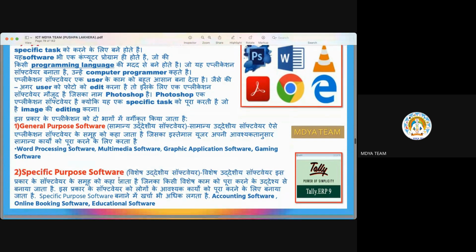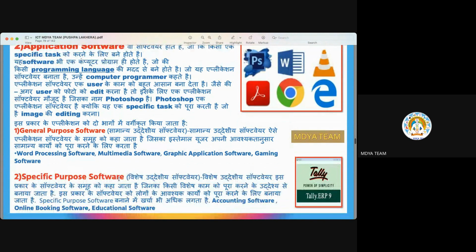Now, application software are also of two types: general purpose or specific purpose. General purpose are those groups of instructions or programs which a user can use for their general work, like word processing software, multimedia software, graphic applications, gaming software. If you have such software, you can get that particular task done. But specific purpose software are those made to complete some specific task.